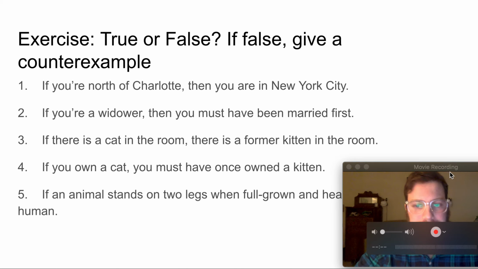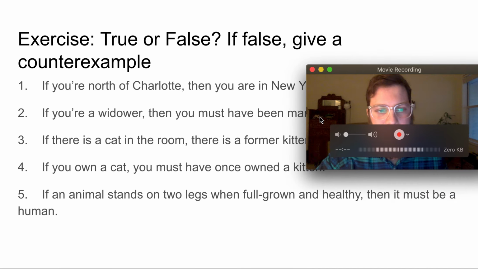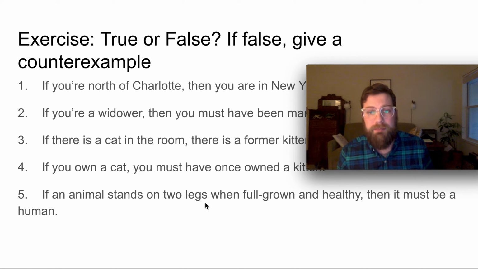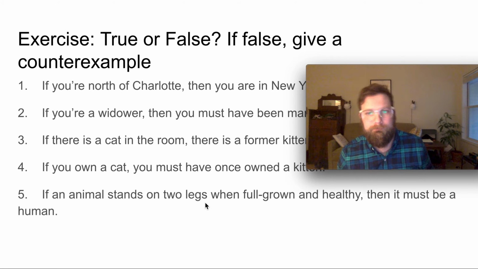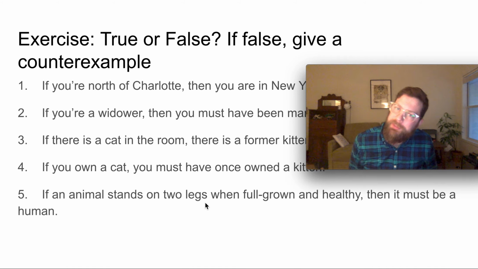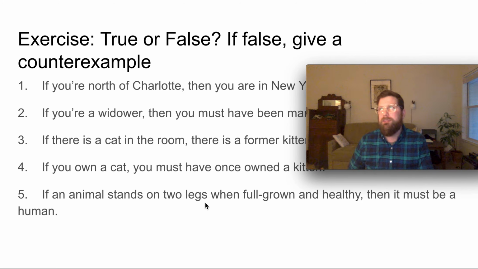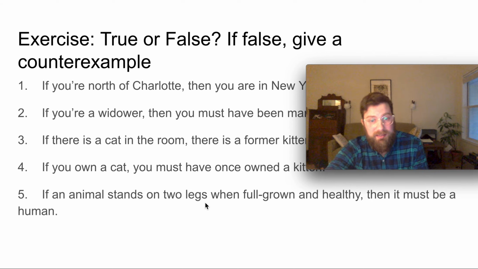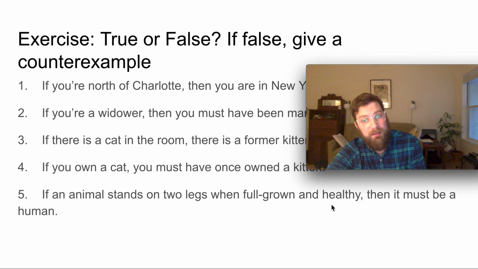Last one. If an animal stands on two legs when full grown and healthy, then it must be a human. Can you think of a counterexample to that one? Can you imagine something that is standing on two legs when full grown and healthy, but which is not a human? Well, if you thought of birds, then you realize that standing on two legs when you're full grown and healthy is not a guarantee that you've got a human, right?